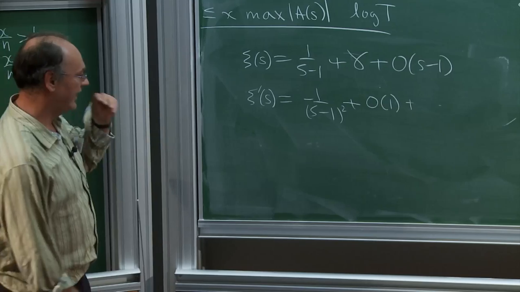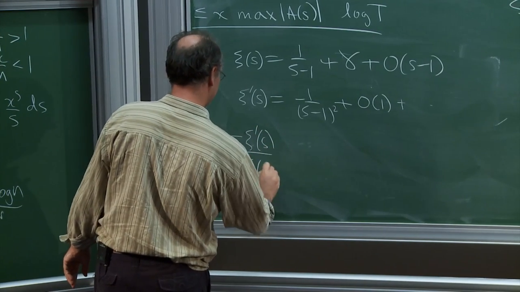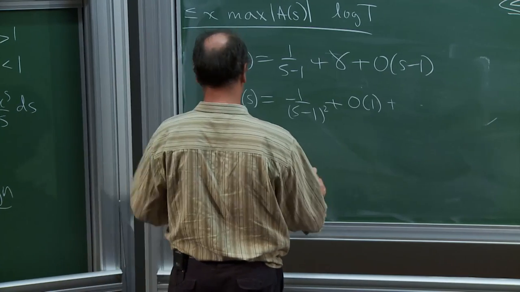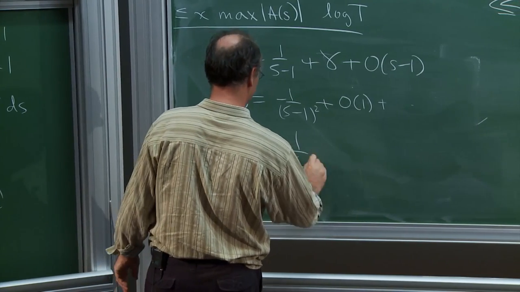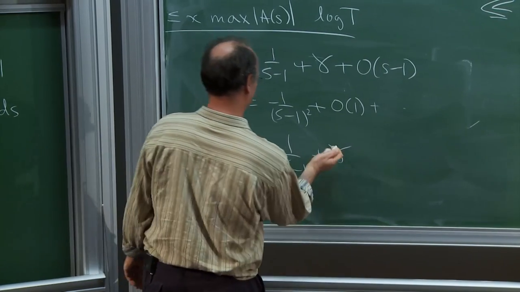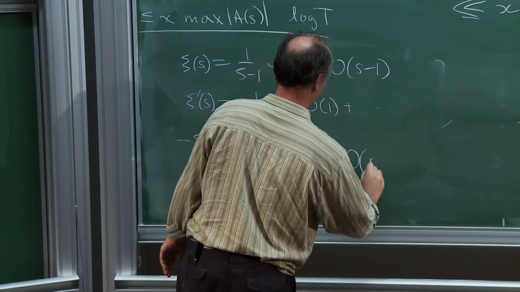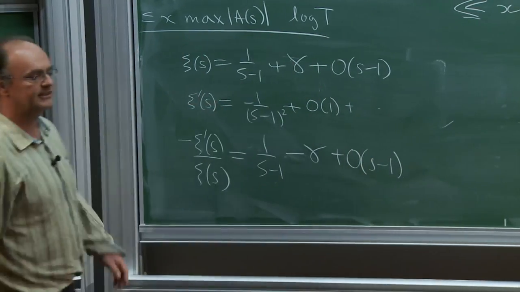Okay, and then what I'm trying to get to is minus zeta prime s over zeta s. How does that start? That starts with a 1 over s minus 1, minus gamma. Yeah, minus gamma. Okay, so that's just a calculation based on this series.